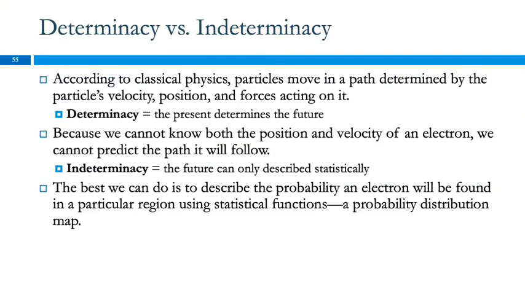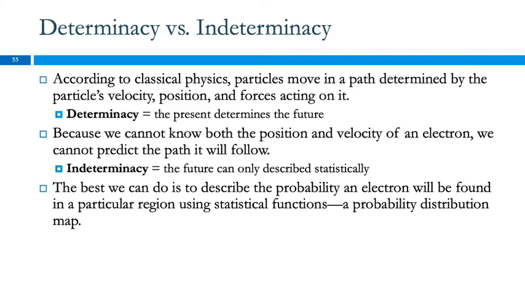So classical physics is what we experience. You learn to throw a baseball, you learn to catch a baseball. Your brain is learning classical physics, whether you realize it or not. According to classical physics, a particle will move in a path that's determined by its velocity, its position, and the forces acting upon it. And so you can predict where the baseball is going to go. That's called determinacy. The present determines the future.